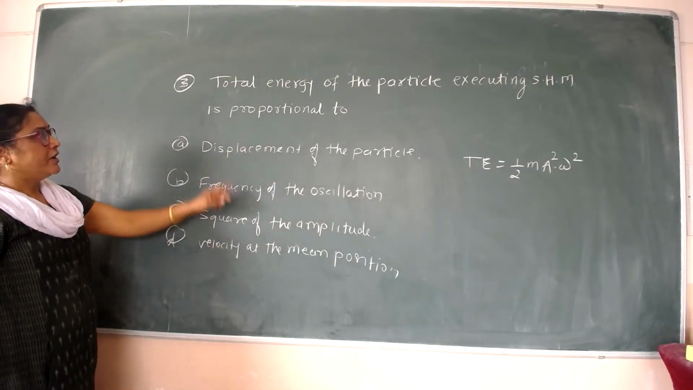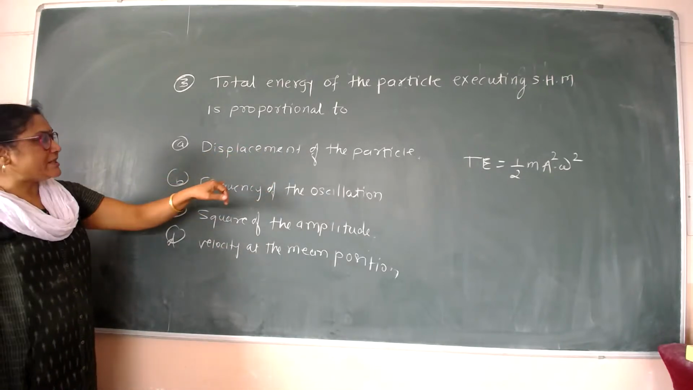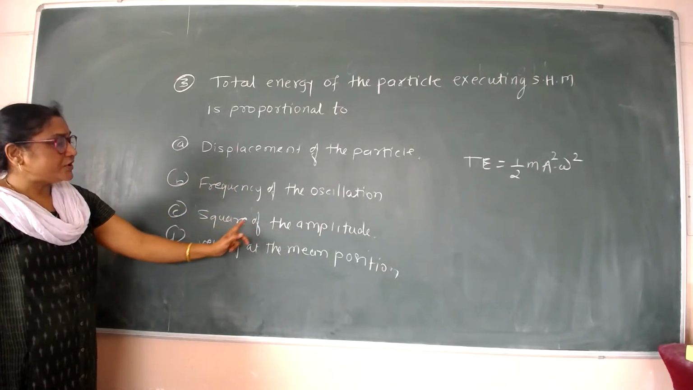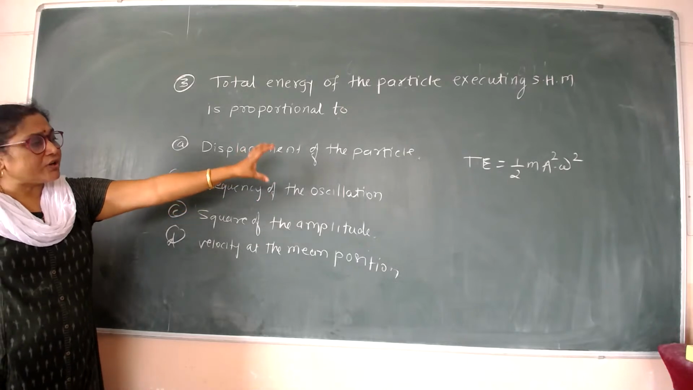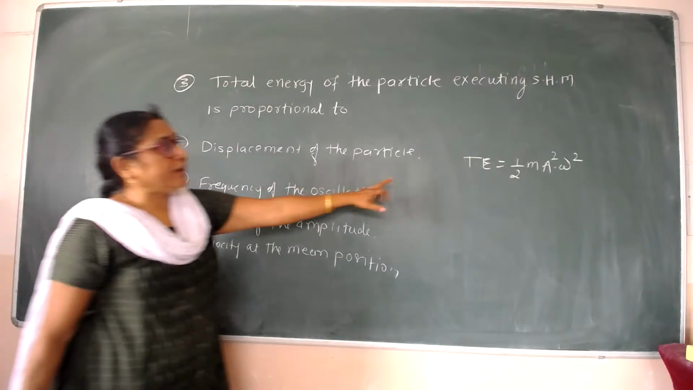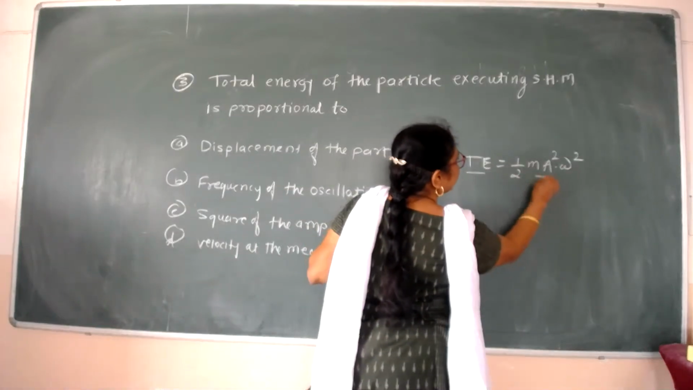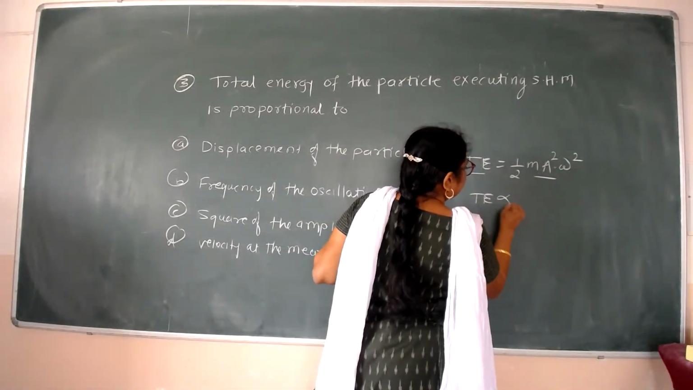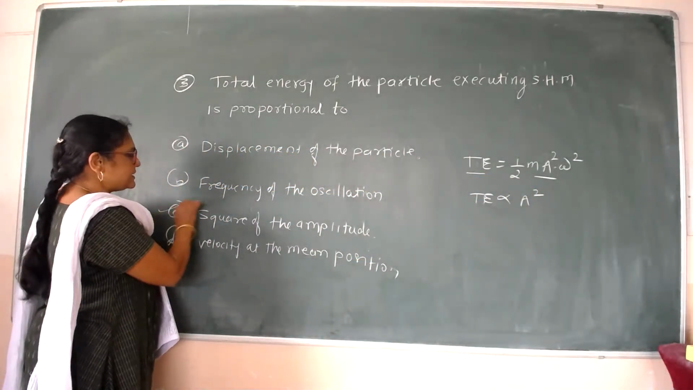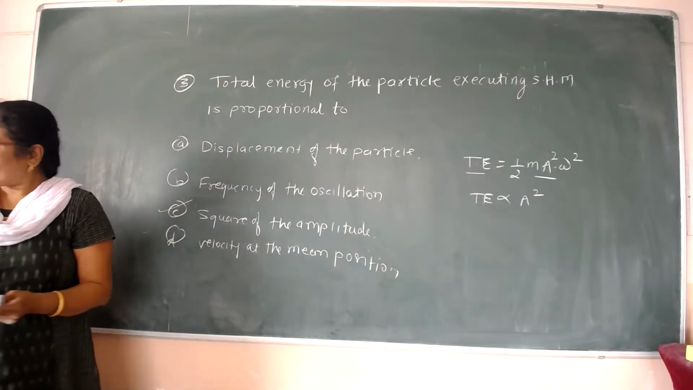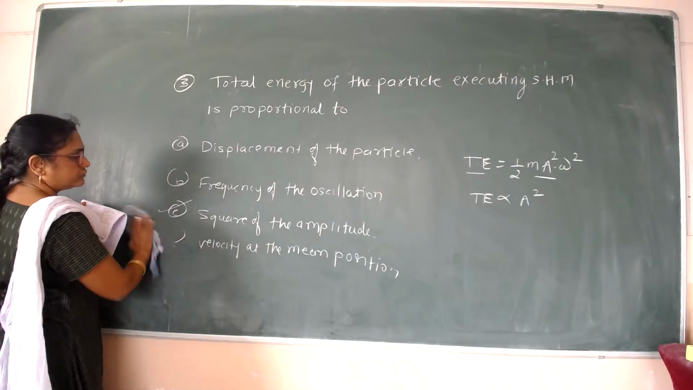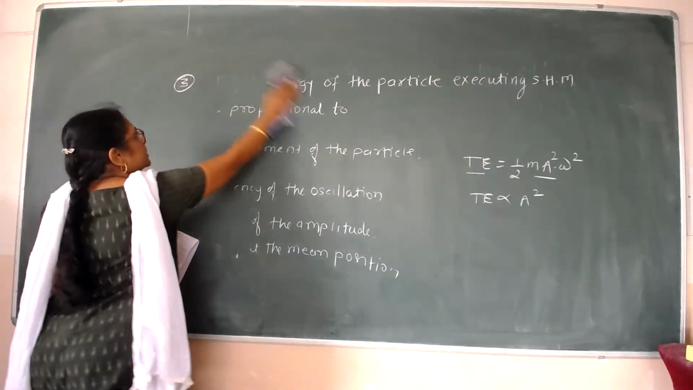See the options. Displacement, there is no displacement. Frequency, there is no frequency. Square of the amplitude, so this option is correct. So whenever you solve, check the formula: total energy is directly proportional to the square of amplitude. So option C is correct. See the next question.